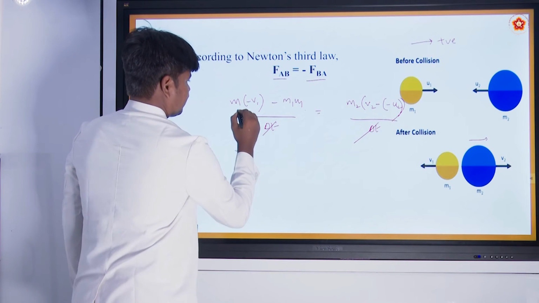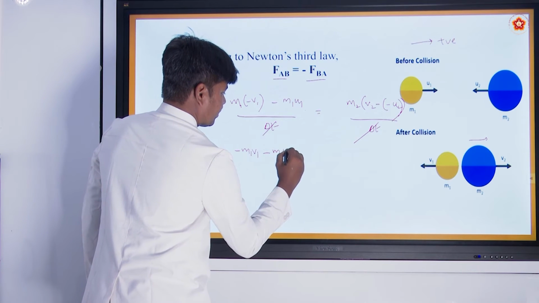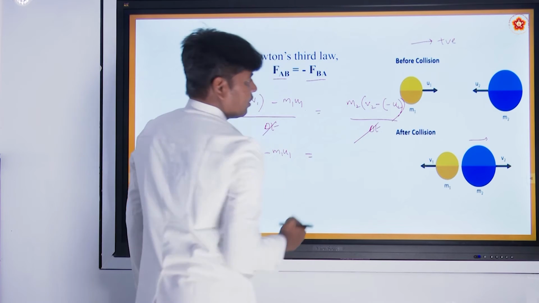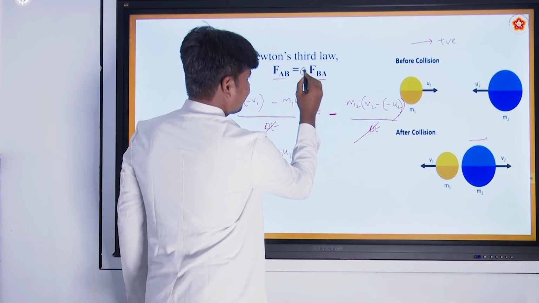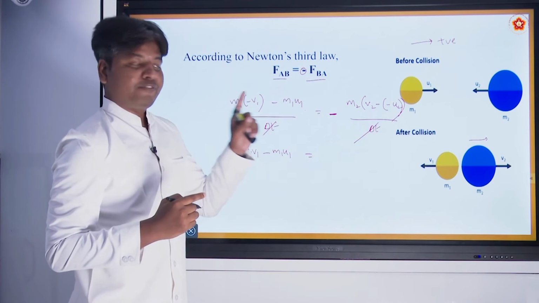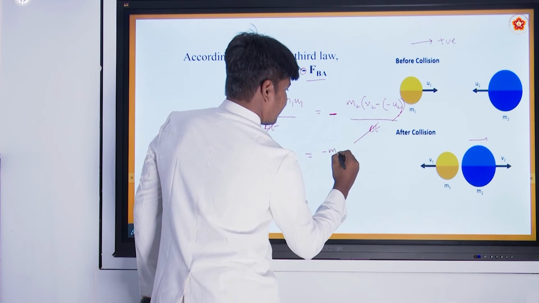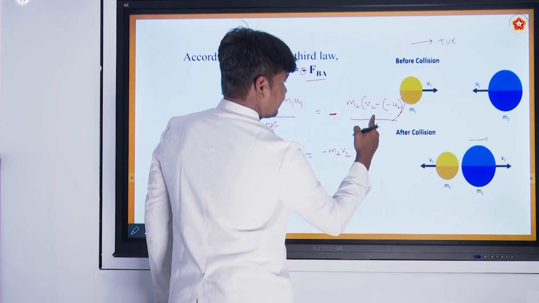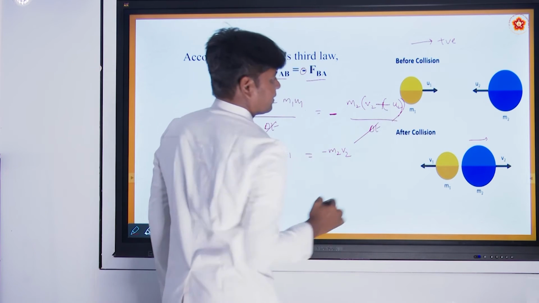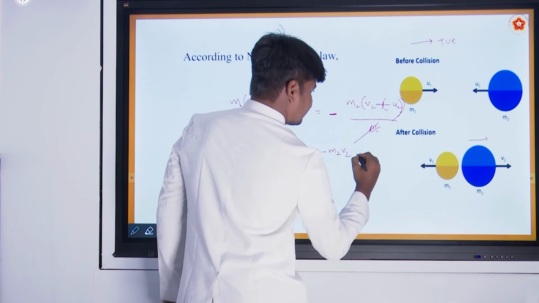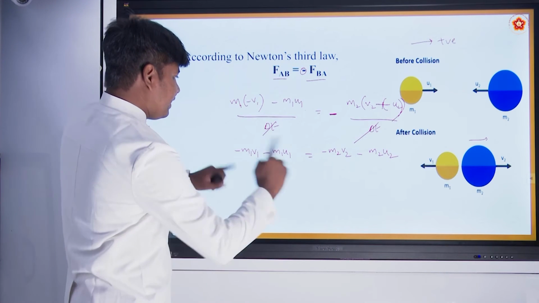Just solve this. This is m1 v1 minus m1 u1 is equal to, here one thing we have missed again. We have missed the minus sign here, because this FAB is equal to minus of FBA. So take the minus inside. So it will be minus m2 v2, minus into minus plus, but it has already become plus. So both together have become plus. So minus into plus becomes a minus again. So m2 u2. Okay, redistribute this.